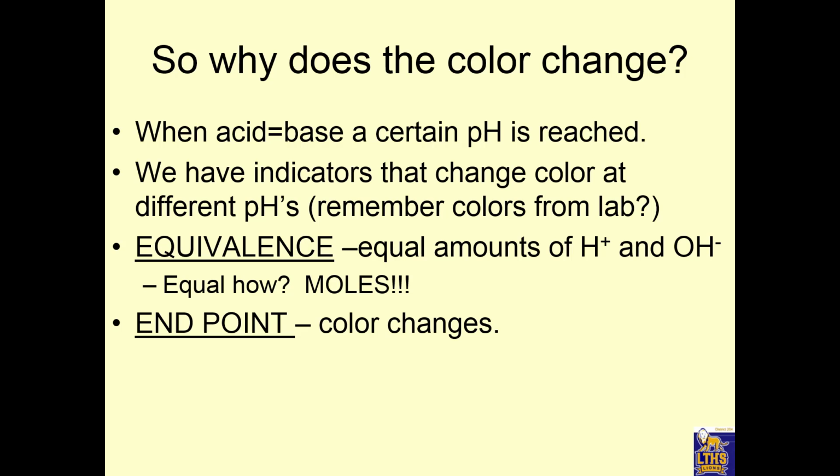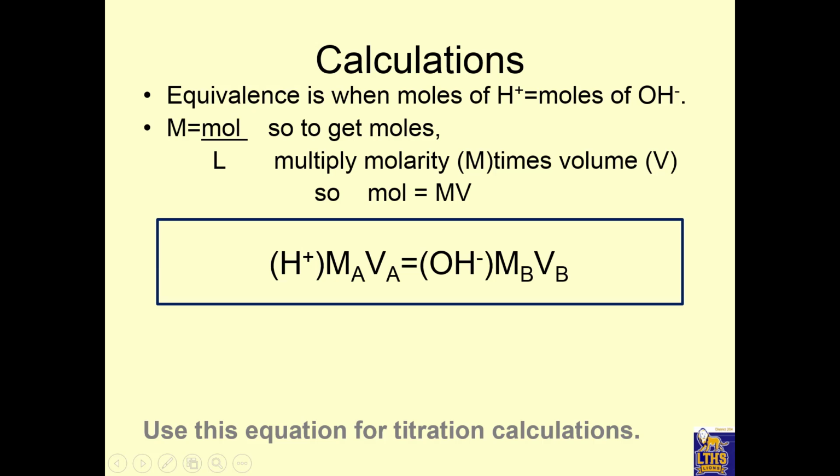That pH happens because of the equivalence point. The equivalence point is when you have equal amounts of hydrogen ion and hydroxide ion. Why? Because that gives you water. How are they equal? Well, you get moles of each that equal each other and you get water. The end point of the titration is when the color changes.